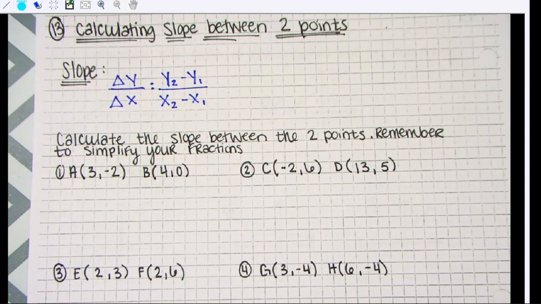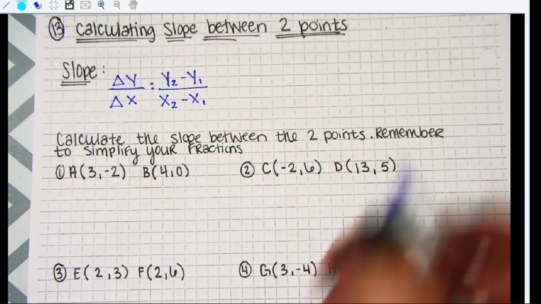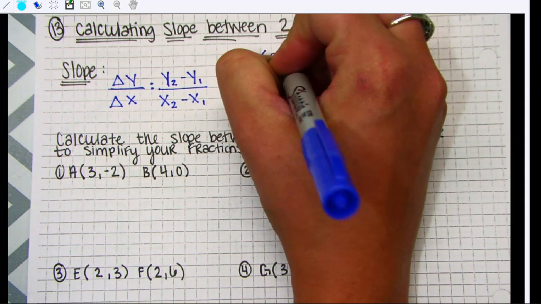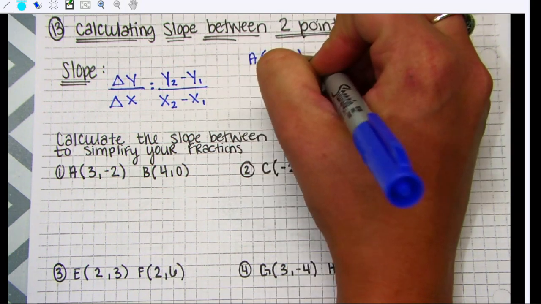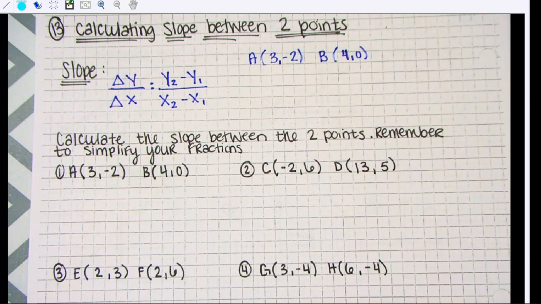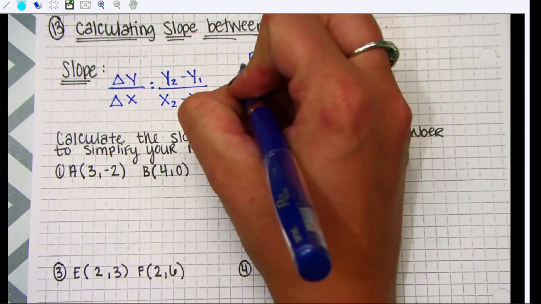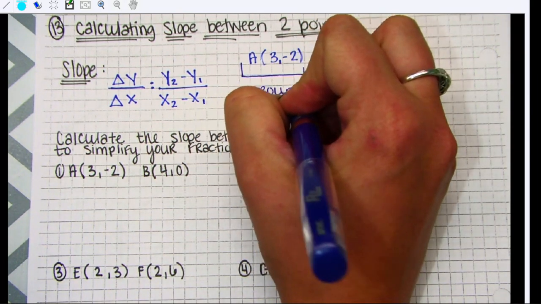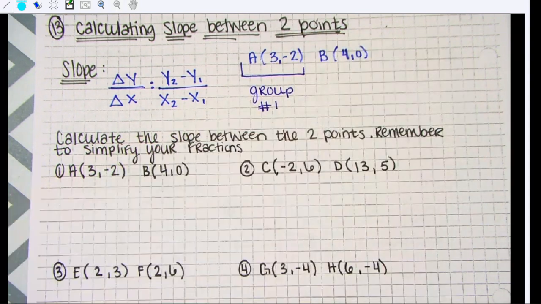So, for example, if we're looking at the first one, I'll write it up here. If we want to find the slope between point A, which is 3, negative 2, and point B, which is 4, 0, we have to label, okay? Labeling is super important. It will help you stay organized. So the way you label it, this is group number 1, right? This is the first group of points.